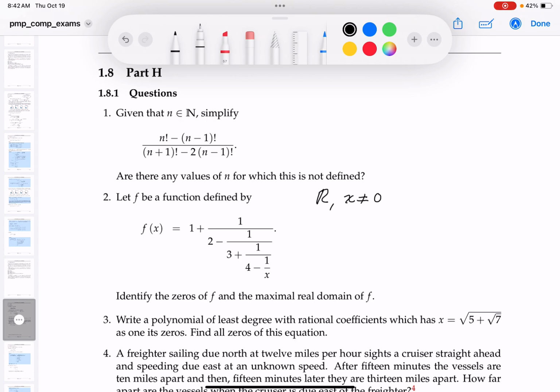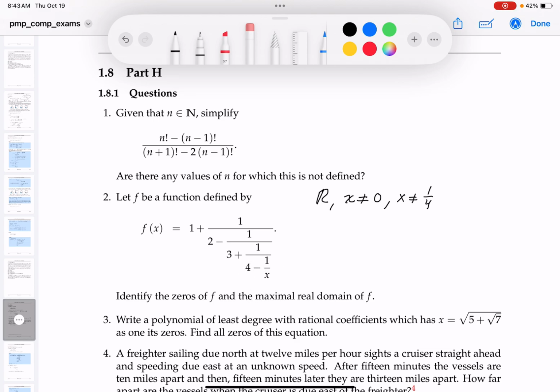All right? And the next thing I'm going to look at, one step at a time, by the way, I'm also realizing that 4 minus 1 over x can't be 0, because that's 1 divided by that. Right? So x can't be 1/4. Because what would you have? You'd have 4 minus 4, which would be 0. That's no good. All right? I want to keep looking.